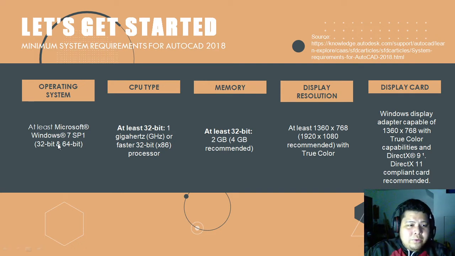Either 32-bit or 64-bit, okay? Your CPU must be at least 1 gig or faster, okay? And then your memory should be at least 2 gigabytes, okay? But it is recommended to have 4 gig memory. Pero kung 2 gig, kaya naman niyang i-run ang AutoCAD 2018. Ang display resolution, at least 360 by 768, okay? Although ang recommended ay 1920 by 1080 with true color, okay?